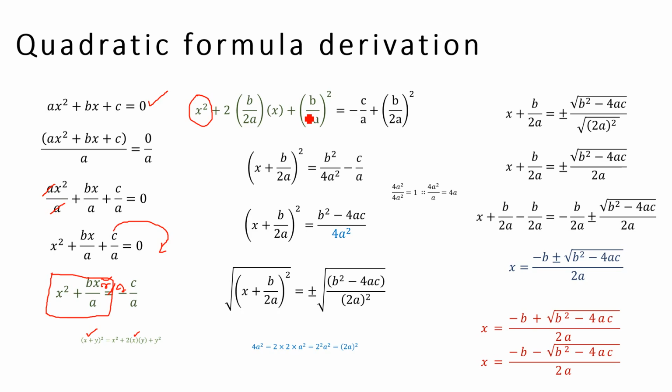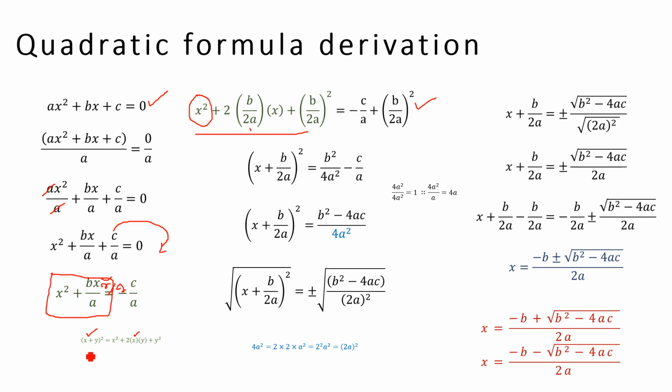If we are doing something on the left hand side of the equation, then according to the rules of mathematics, we will have to do that same thing on the right hand side of the equation. So we have added (b/2a)² on the left hand side and (b/2a)² on the right hand side as well.